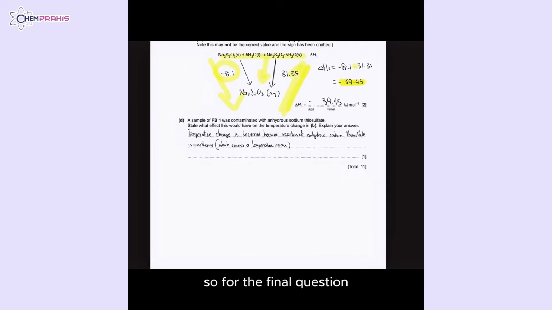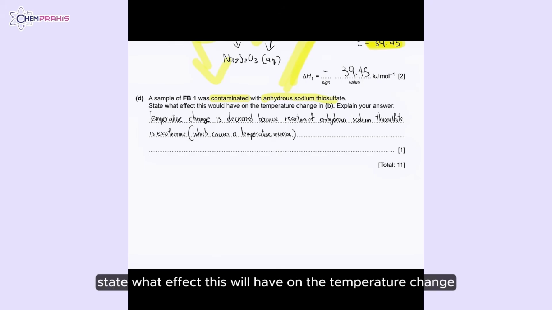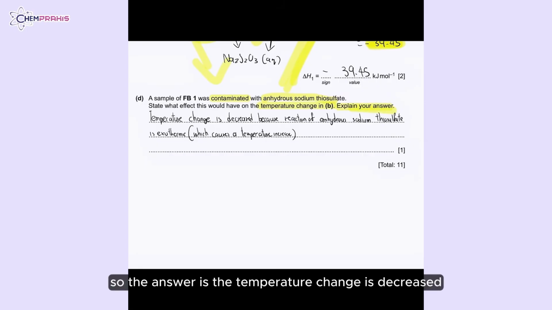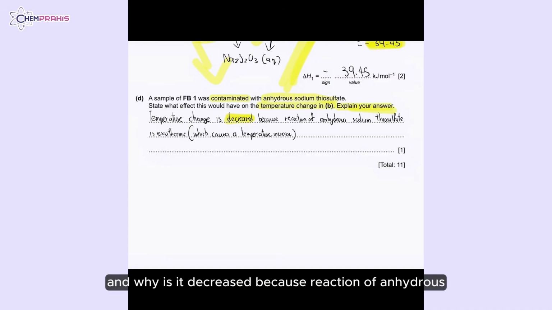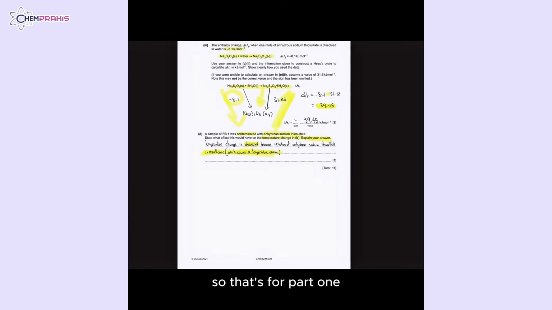And for the final question, a sample of FB1 was contaminated with anhydrous sodium thiosulfate. State what effect this would have on the temperature change in B. Explain your answer. The answer is the temperature change is decreased. And why is it decreased? Because the reaction of anhydrous sodium thiosulfate is exothermic. And because it's exothermic, it increases the temperature. So when the temperature increases, the temperature change is decreased. So that's it for part 1.